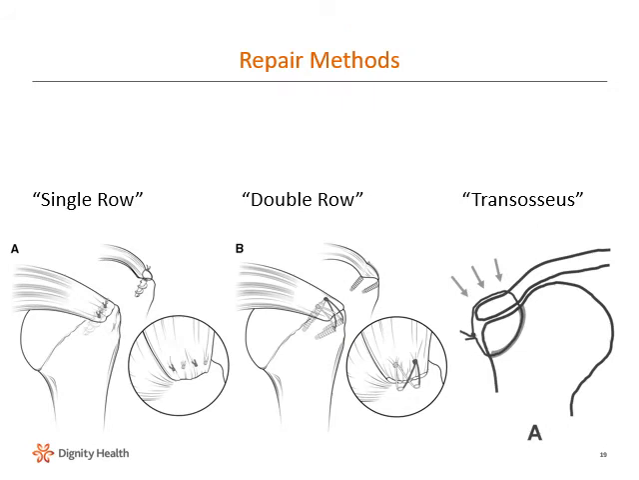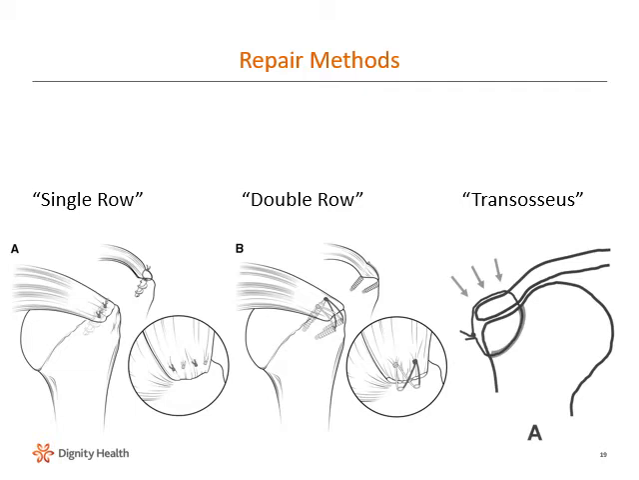Again, the different repair methods. The first two, single row and double row, are anchor based. You actually place anchors inside the bone with stitches attached to the anchors that are used to compress the rotator cuff down to the bone. The problem with single row is, again, it's a single row of anchors. It doesn't provide as good compression of the rotator cuff to the bone. It has been shown to have a higher risk of failure after repair compared to double row or transosseous.